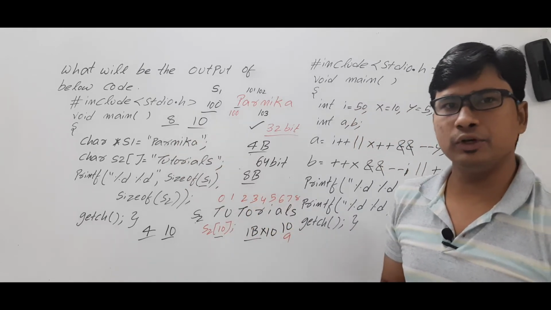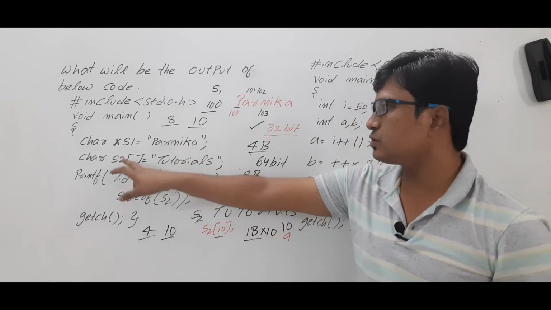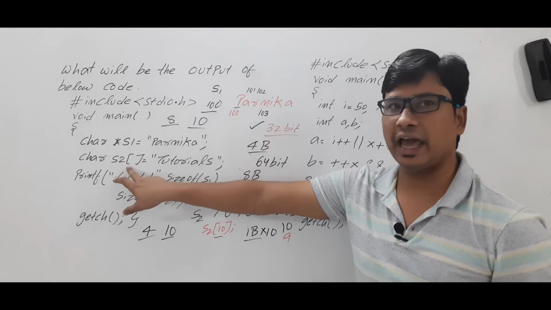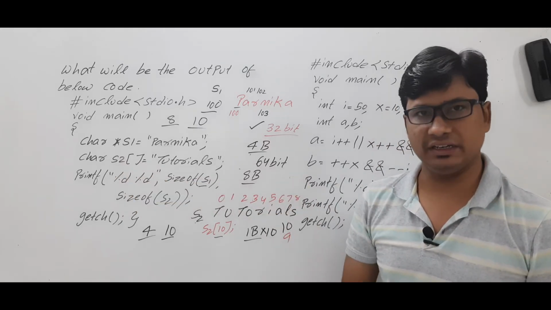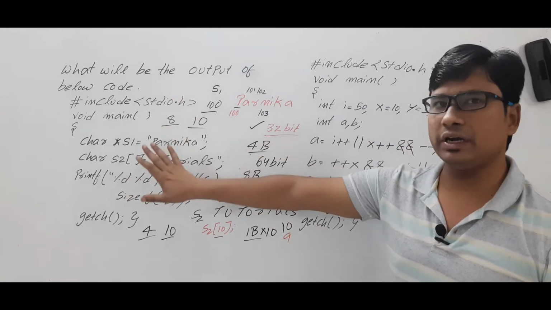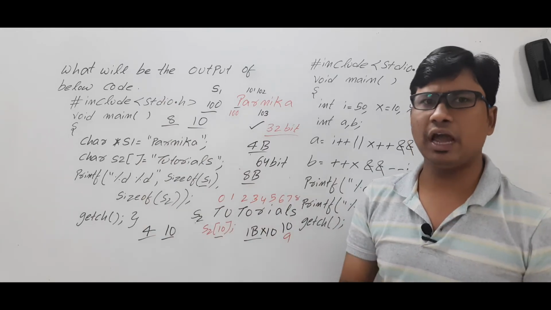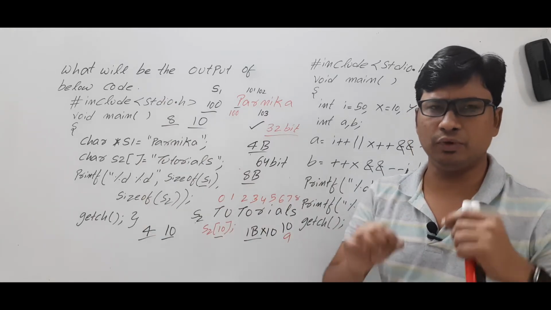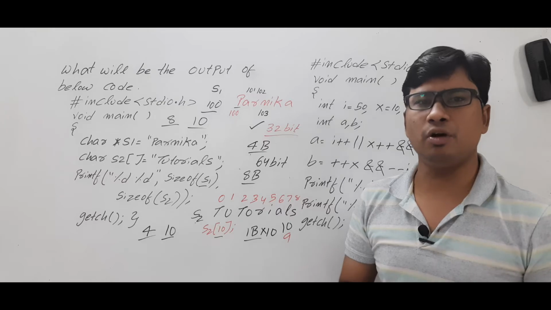I hope you are able to understand. If you understand this one, it is a pointer and it is a character array, then everything is fine. Is it clear? I hope you have understood question number 1. If you have any doubts related to question number 1, feel free to ask me in the comment section.